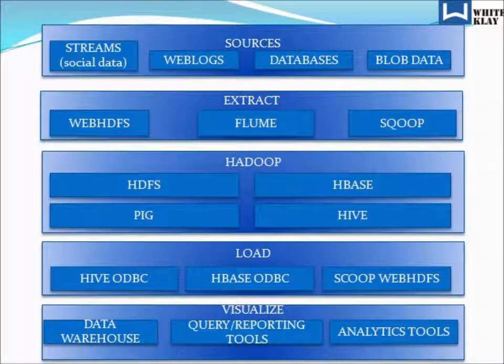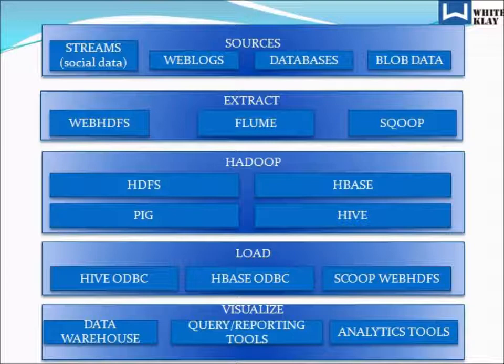This is how the ETL blocks or the architecture looks like. On the top you can see sources of data, which could be social streams, weblogs, data logs, databases or RDBMS, and blob data stores. The extract block consists of tools like WebHDFS, Flume and Sqoop. These are basically tools which are used to extract data from the sources and load it into Hadoop.